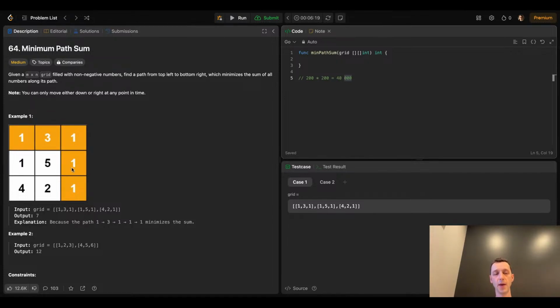But how could we do that? We could build those solutions along the path. If we start from the end, one of the cool solutions, which works in many cases, you're going from the end.